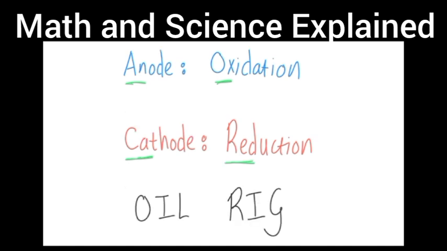This, along with the acronym OIL-RIG, should help you easily identify which electrode is the anode and the cathode. For those that are unfamiliar with this acronym, OIL-RIG stands for oxidation is loss and reduction is gain.